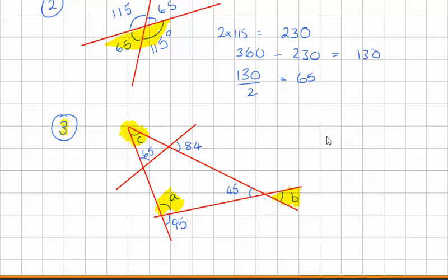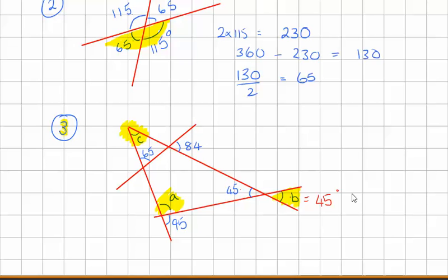Let's do the ones we do know first. That's the easiest, Jamie. 45. B is 45. Okay. How? And for what reason? Opposites. Opposites are the same. Because opposite 45, B has to be 45. So we've got B. B is 45.